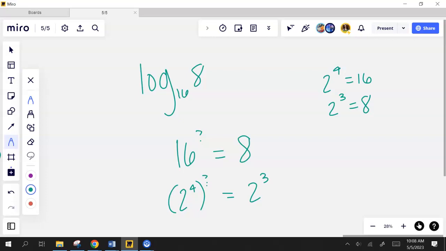Well, if this is a question mark, if you've got 4, we'll call it x, this is 4x equals 3. Then divide both sides by 4.